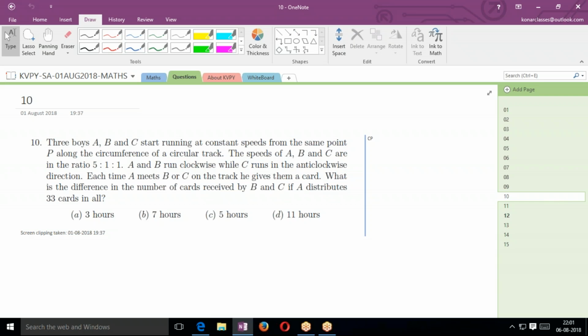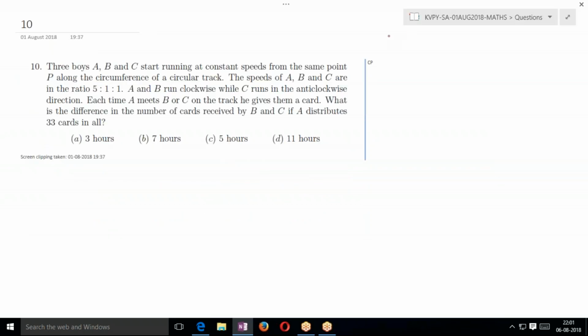Three boys A, B, and C start running at constant speed from the same point P along the circumference of a circular track. The speed of A, B. As I read the question, we can have a visual representation. So here it is, this is a circular track.